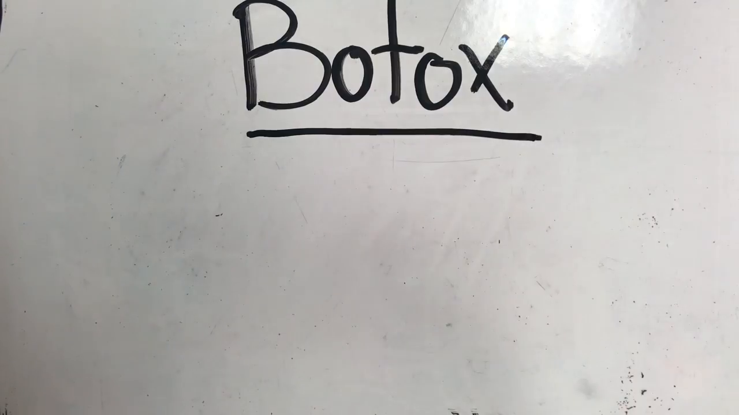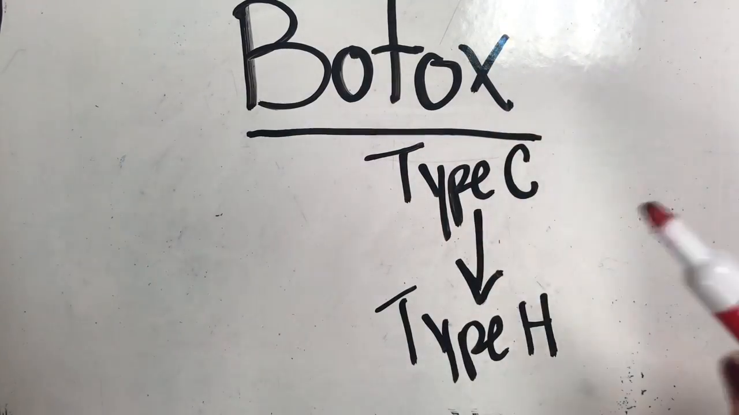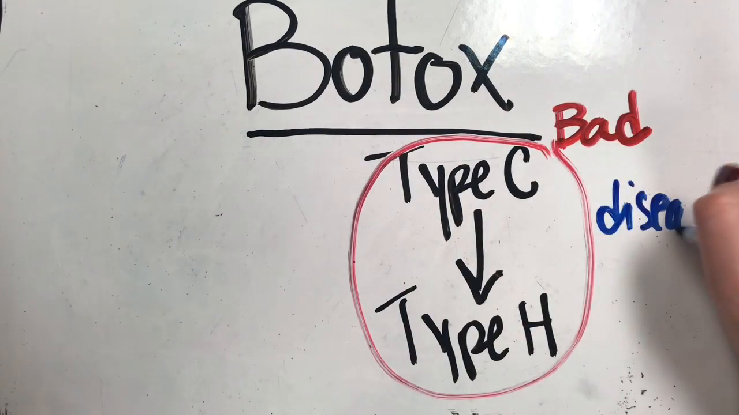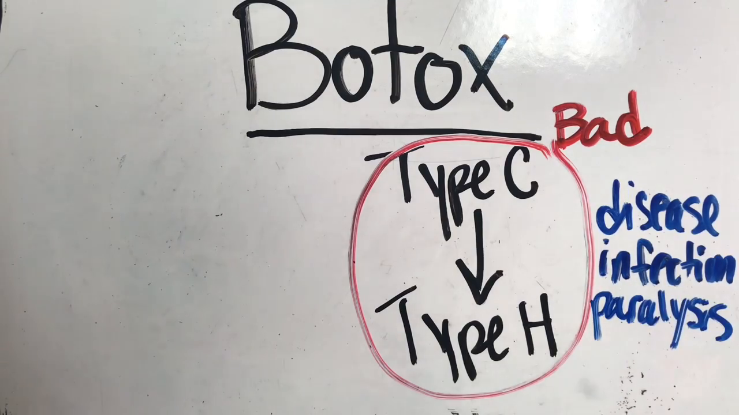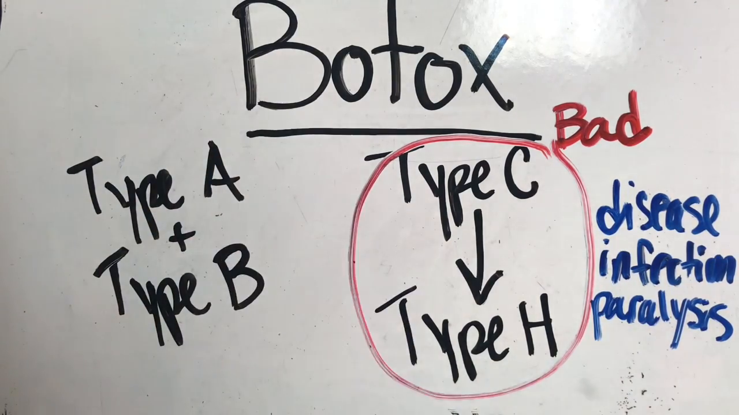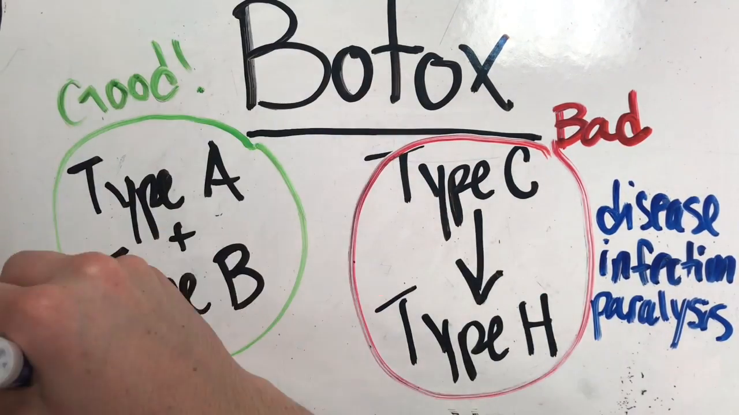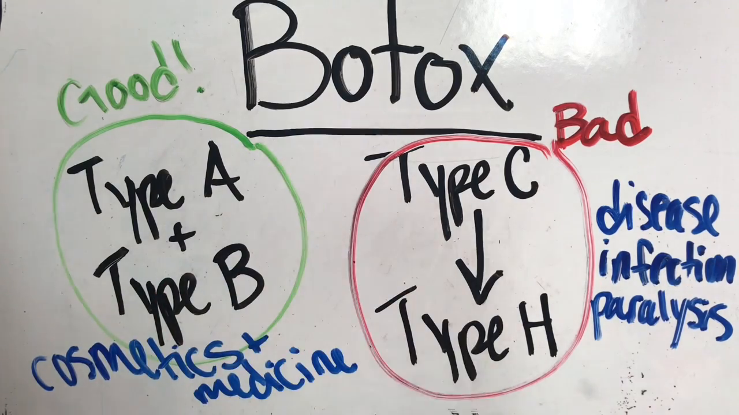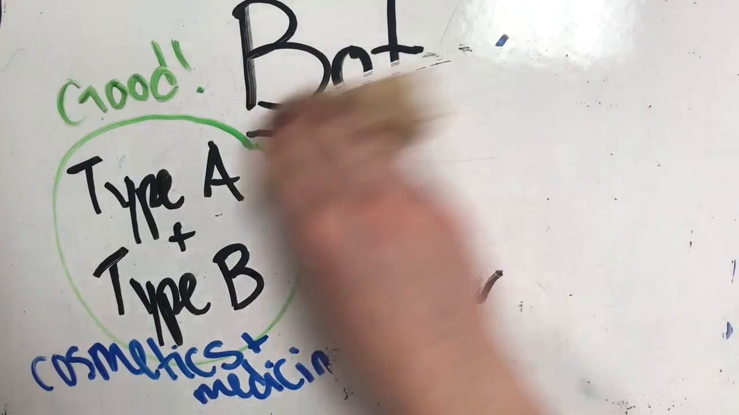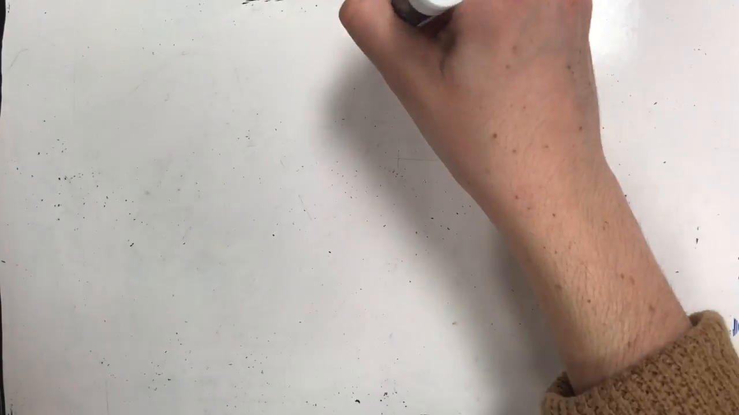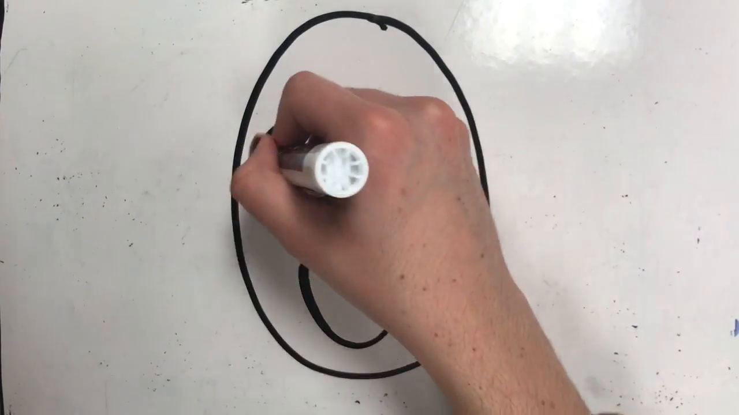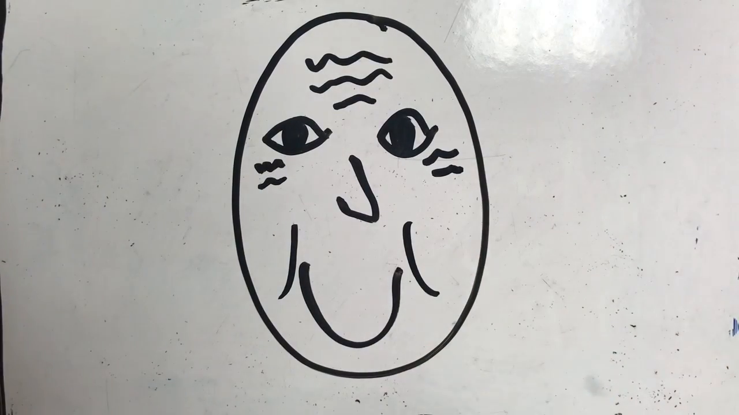Botulinum toxin spread through food, water, or soil is the most acutely lethal toxin known, and there are 8 types of Botox, type A through H. Type C through H can cause botulism in animals and humans. Symptoms of botulism include weakness, blurred vision, and trouble speaking. Types A and B have become extremely useful in the medical and cosmetic industries.